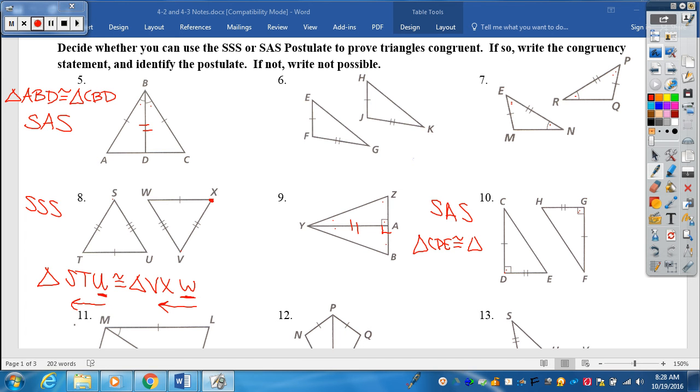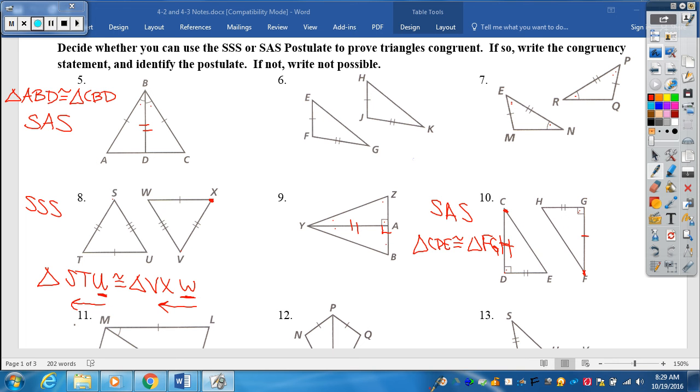If I go to the other triangle, the vertex or angle that corresponds with C would be F. Okay, you see that one congruency mark? So that would be F, and then we move to the right angle, G, and then H.